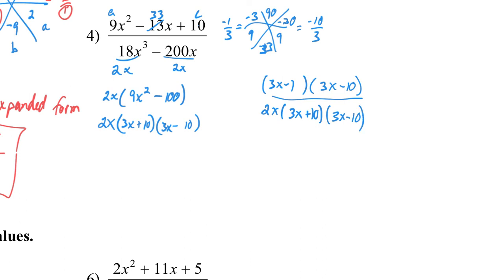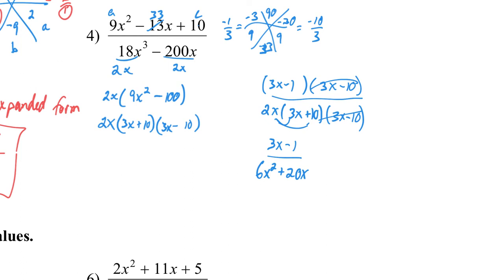And then I cancel out what cancels out. So the 3x plus and minus 10s will cancel. And I'm left with 3x minus 1 over the 2x. I need to distribute in because Khan Academy is asking for expanded form. That's going to be 6x squared plus 20x. So there's the expanded form that they're looking for.